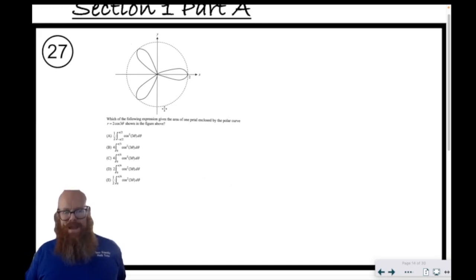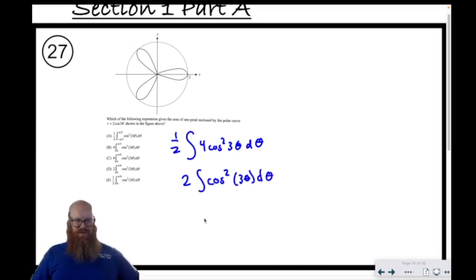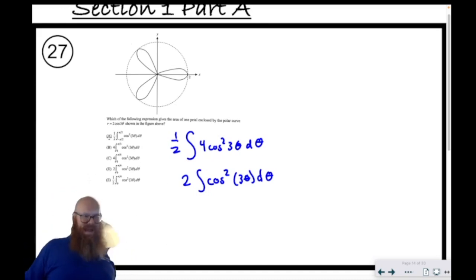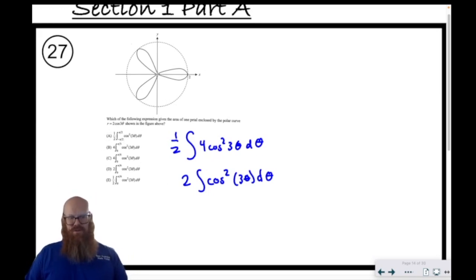No matter what we integrate between, we are going to have to do our 1/2 integral of r squared. Well, that's going to be 4 cosine squared of 3 theta d theta. And the 4 and the 1/2 are going to make 2. Again, this does not mean that that's the answer, because they could be doing some symmetry things here. But let's go through each answer. So if you look at A, it's going from -π/2 to +π/2.